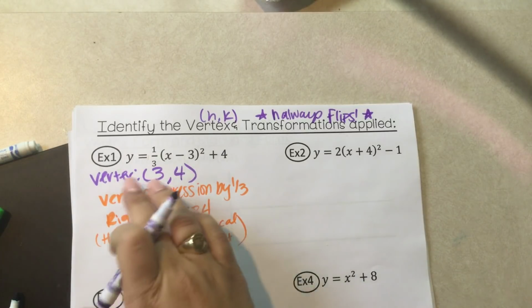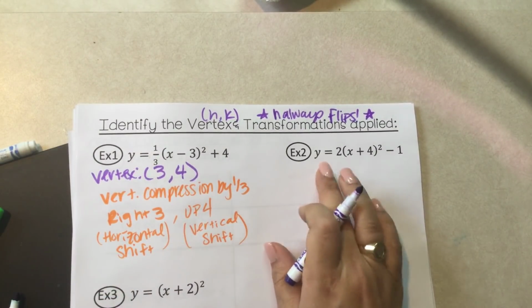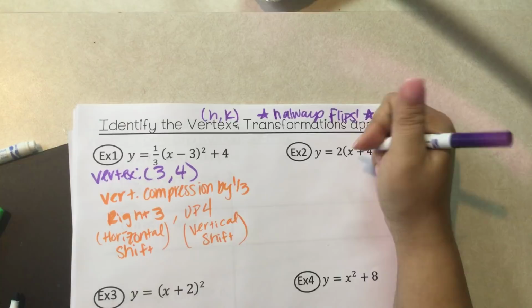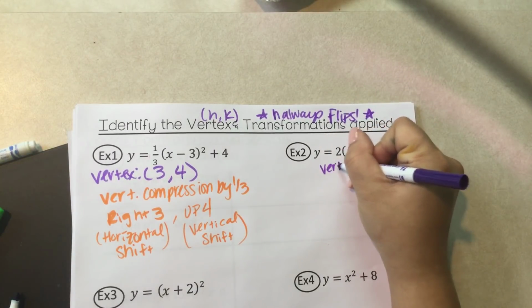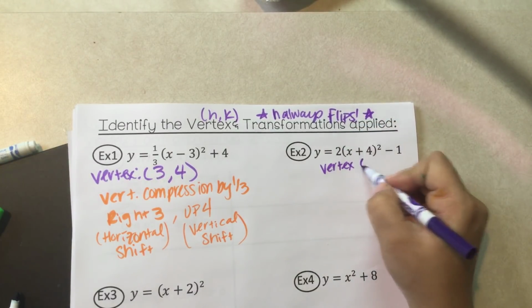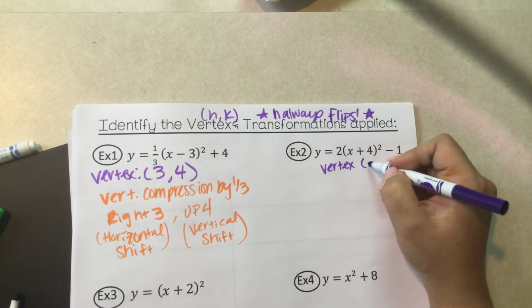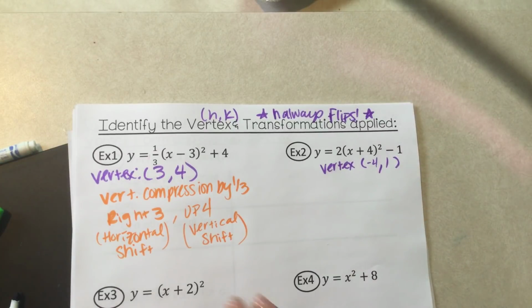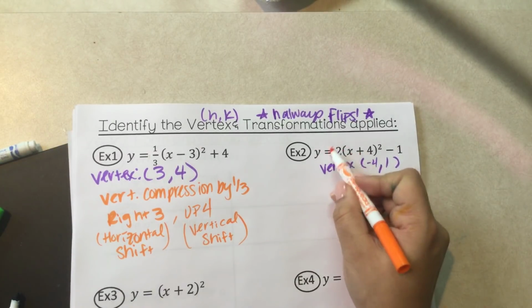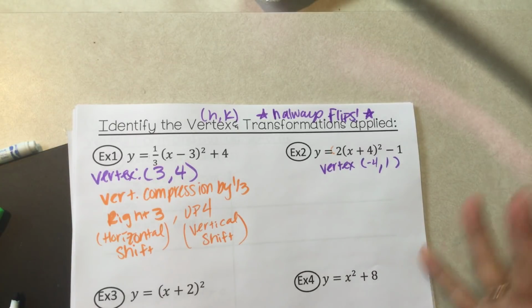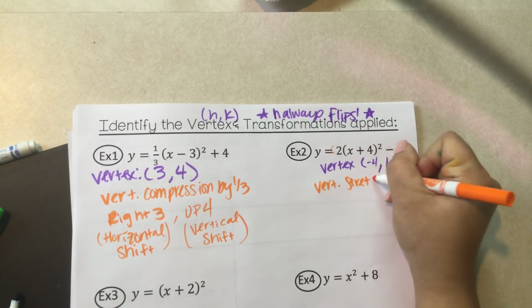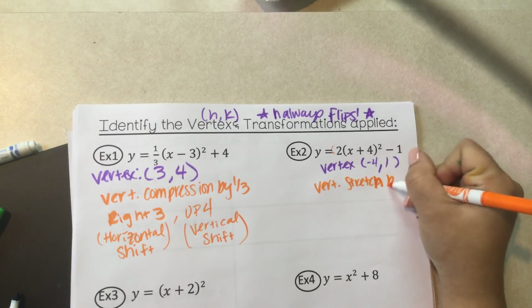Now, you'll recall that when we set up our vertex, we didn't look at our scale factor outside. That does not change our vertex. So we've got our vertex. Your h always flips, so this becomes a -4, and your k stays the same. Looking at this right here, my a value is actually greater than 1, so this is going to be a vertical stretch by 2.